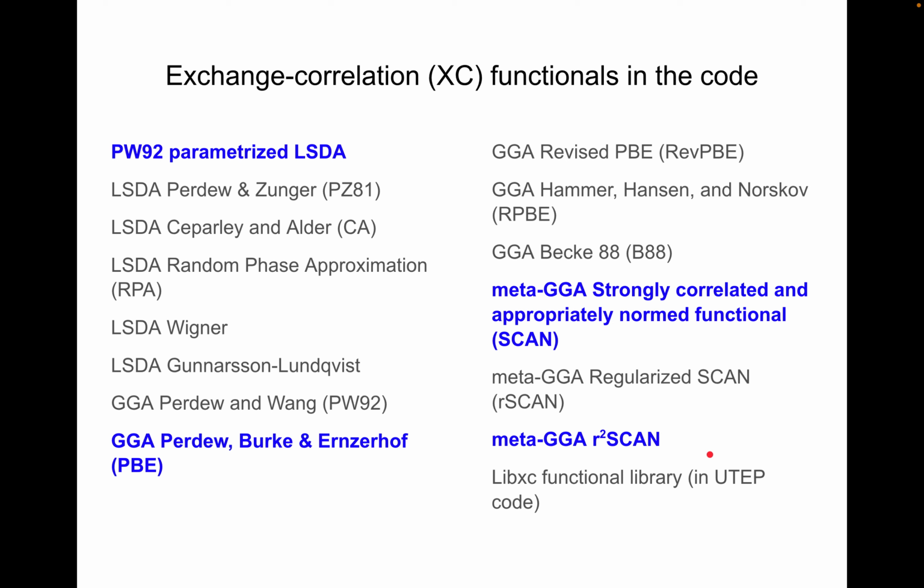Those are the choices for the exchange correlation functional in the FLOSIC code. Several of the LSDA functionals are available, several generalized gradient approximation functionals are available, and 3 of the strongly constrained and appropriately normed SCAN family of functionals are available. Most of the time, the functionals often used with FLOSIC calculations are highlighted in blue: the Perdew-Wang 92 parameterized LSDA functional, the PBE GGA functional, the SCAN meta-GGA functional, and R2SCAN, the numerically more stable version of the SCAN functional. Those 4 functionals are typically used with FLOSIC calculations.